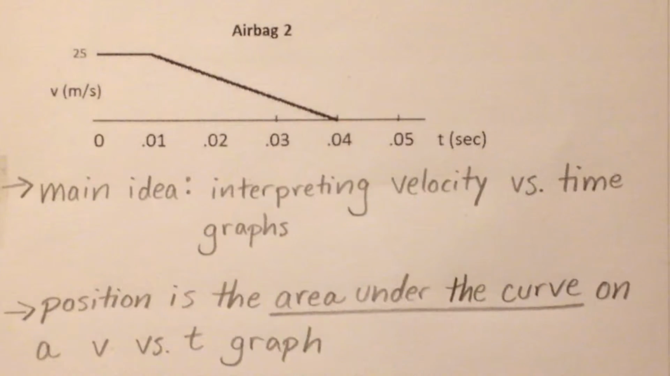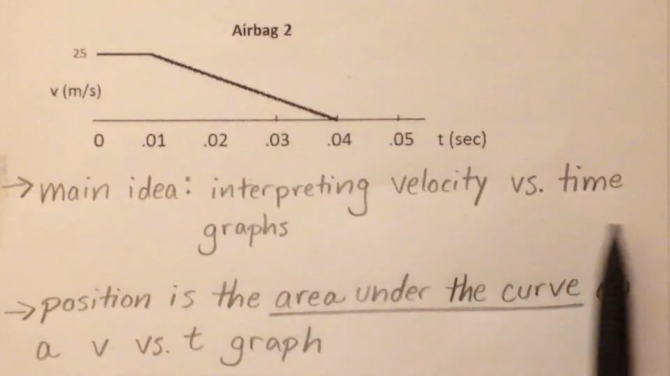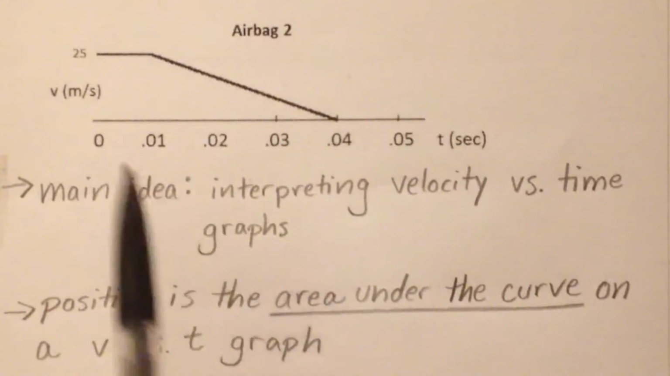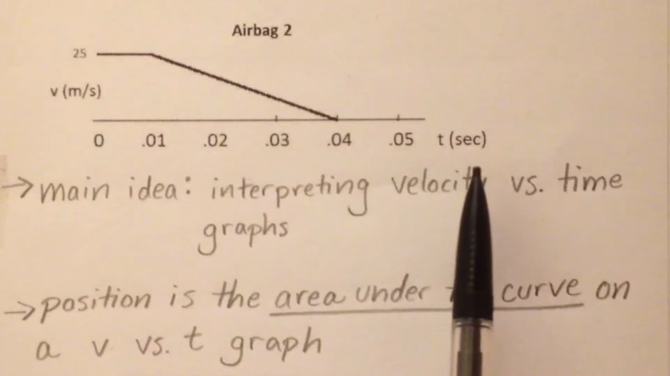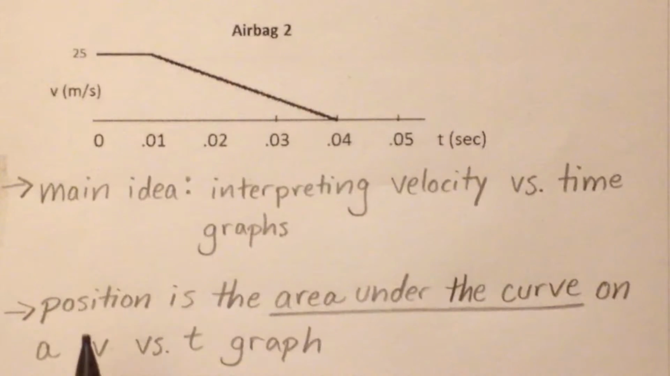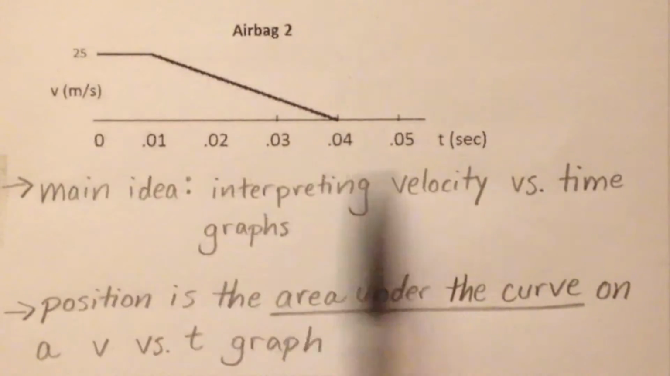In this problem, we're asked to sketch the position versus time graph of airbag 2. The main idea for this problem is interpreting velocity versus time graphs. We're given a velocity versus time graph, and we want to find the position versus time graph. The main idea that we're going to be using is that position is the area under the curve on such a graph as this.